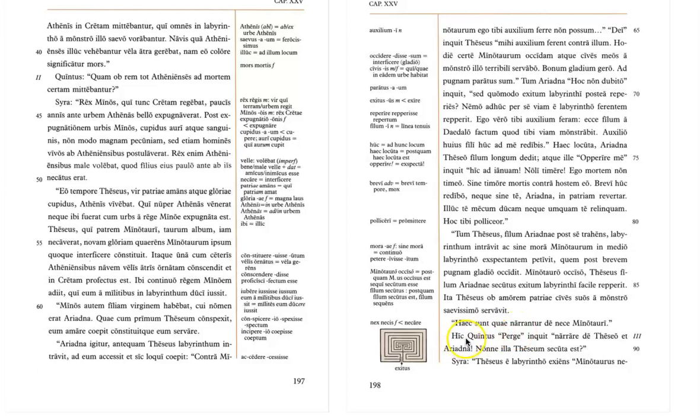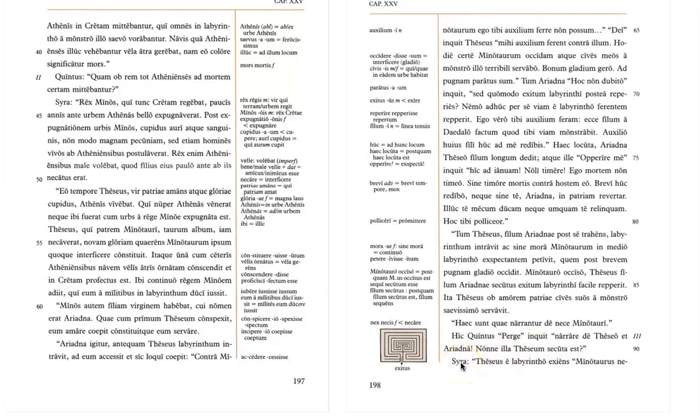And then here Quintus says, please continue, or continue. Perge means continue. We had that earlier in the reading. And he says, tell me about Theseus and Ariadne. Surely she followed him. So surely she, referring back to Ariadne, followed, secuta est, Theseus, him. So here we're on part 3.